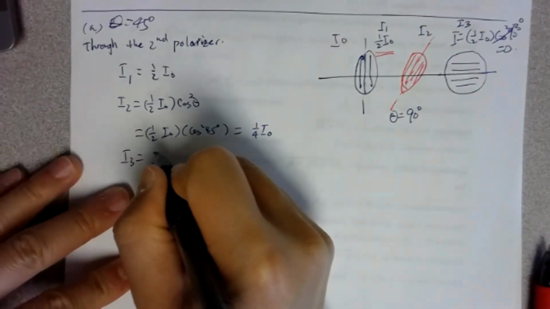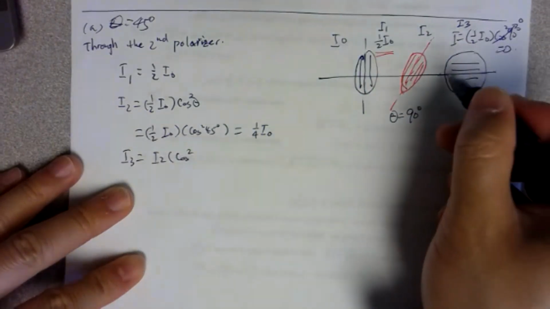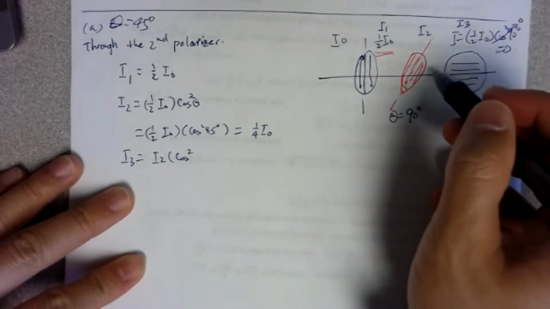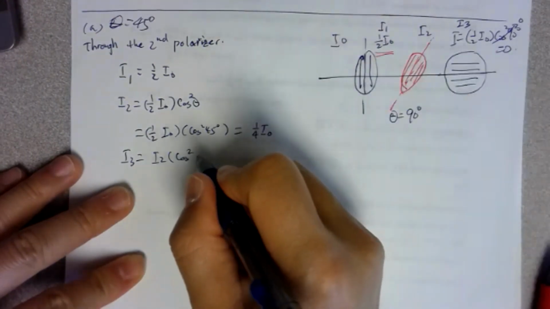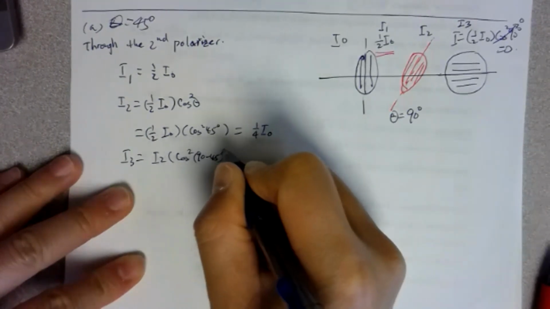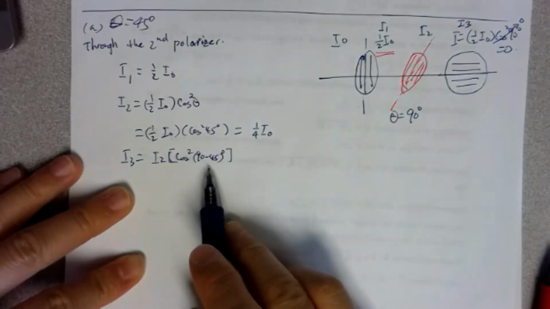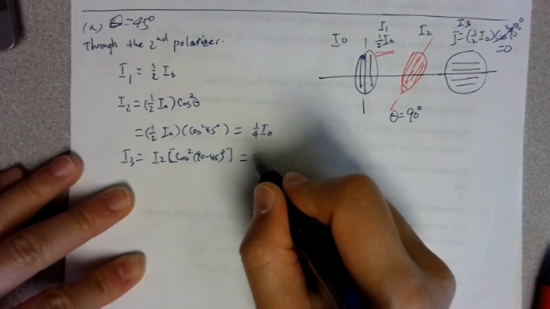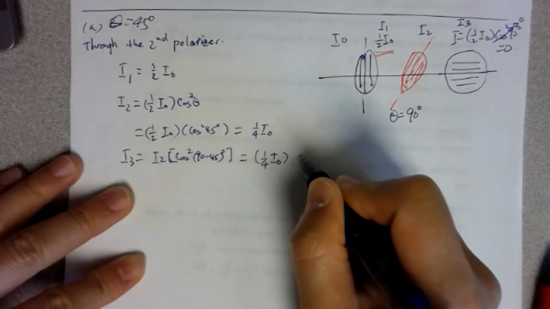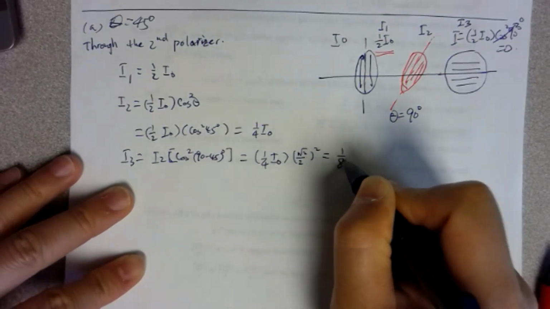I3 will then be equal to I2 cosine of the angle between this one and this one. If this one and this one have an angle of theta, then between these two it should be 90 minus theta. So 90 minus 45 degrees is still 45. But I2 is actually 1/4 of I naught, and then the square root of 2 squared, so that gives you 1/8 I naught.